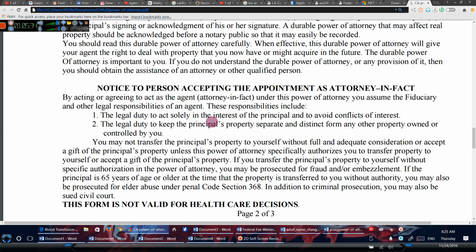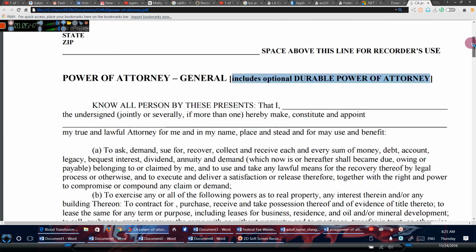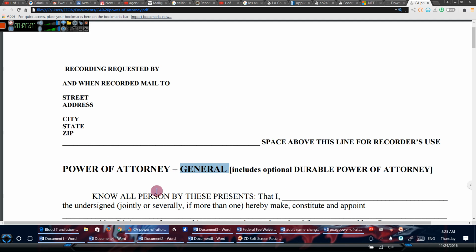The legal duty to act solely in the interest of the principal and avoid conflicts of interest. Ladies and gentlemen, durable power of attorney, you know what that does? That makes it a limited power of attorney. But here's the point. Make sure y'all understand what their power of attorney does. Their power of attorney is a general power of attorney, not a power of attorney general. No, a general power of attorney. Why general? Because the legal definition for the word general means all-inclusive. So it's total power.